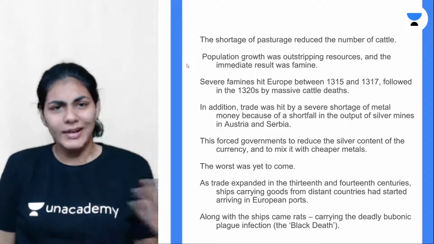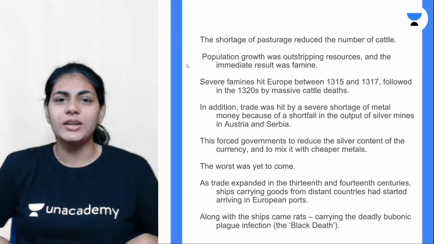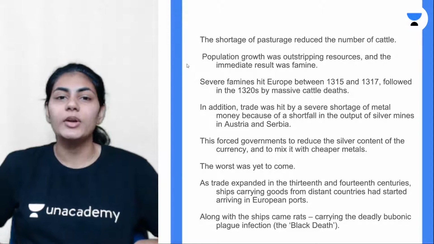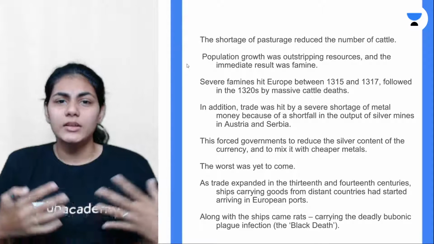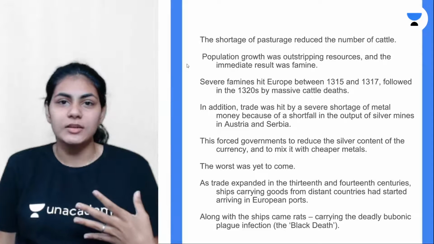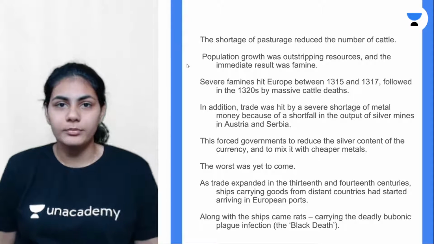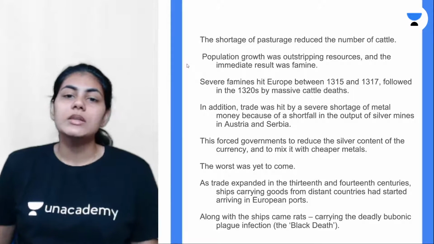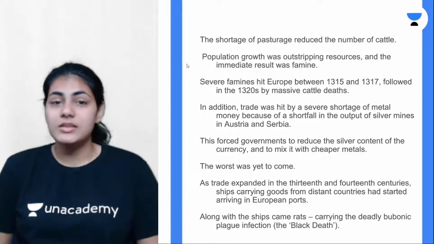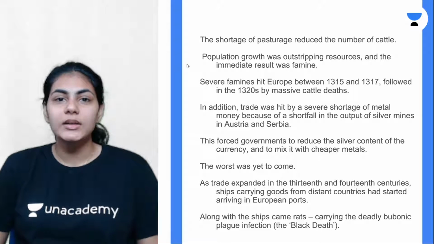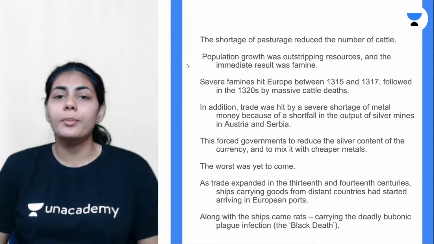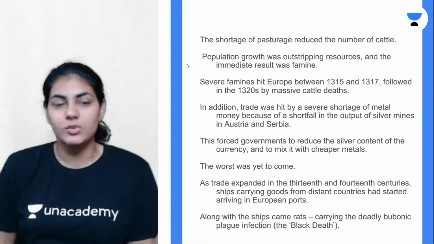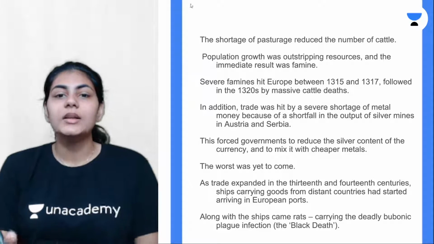Famine, again, you all know what famine is. It's a natural condition where you don't have proper food to eat, like lack of resources basically. People die out of hunger. They starve for food. So that's famine, and that is exactly what was happening in 13th, 14th century Europe, because population was there but resources were not there.